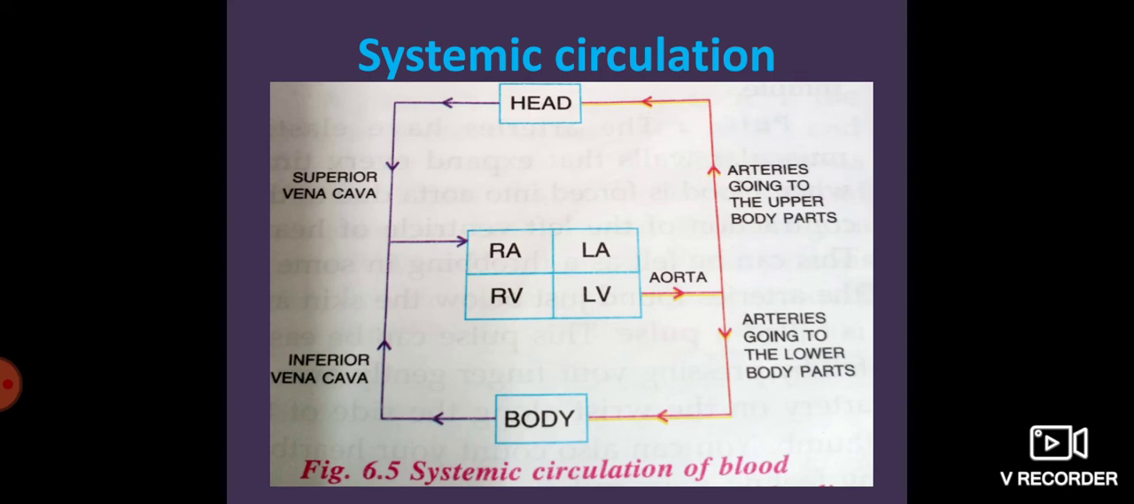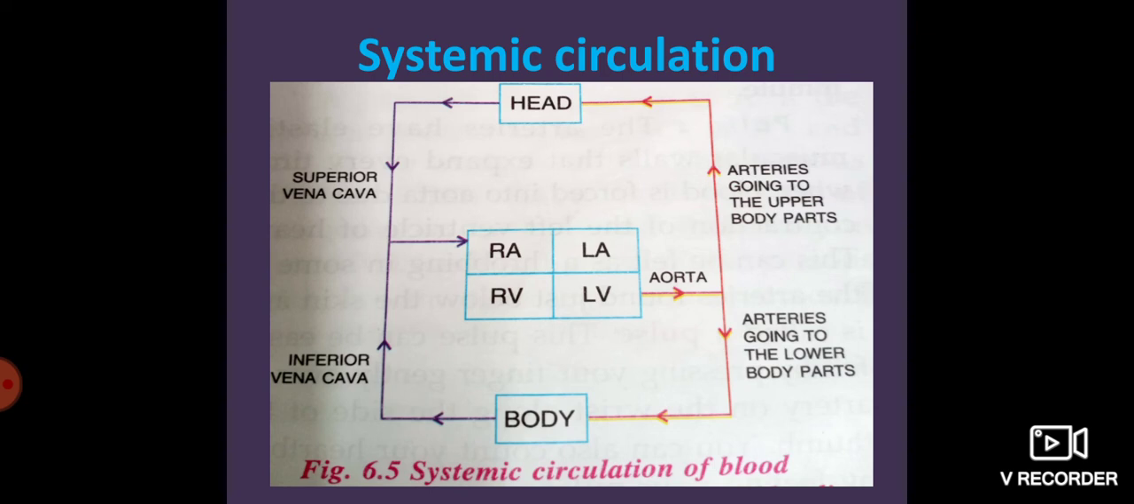It is poured into the right auricle, and from the right auricle to the right ventricle and from there to the lungs. So that is the pulmonary circulation. Again the pulmonary circulation starts, then systemic circulation. After that again pulmonary circulation and systemic circulation. So the blood keeps on passing alternatively between these two circuits.